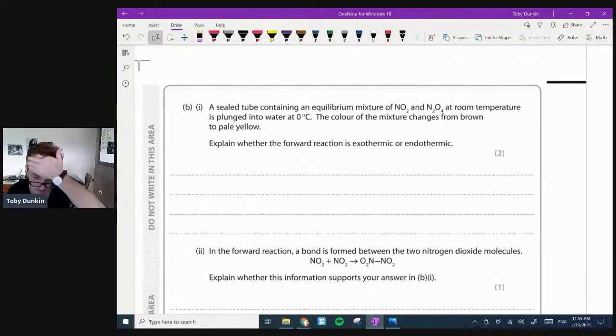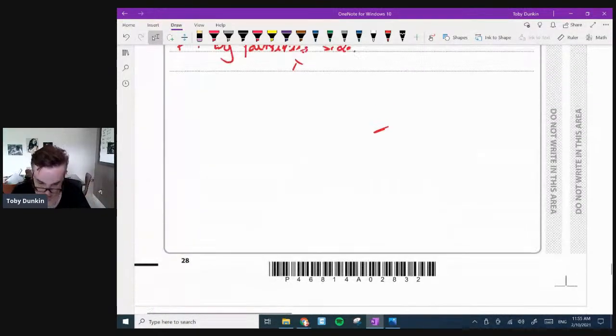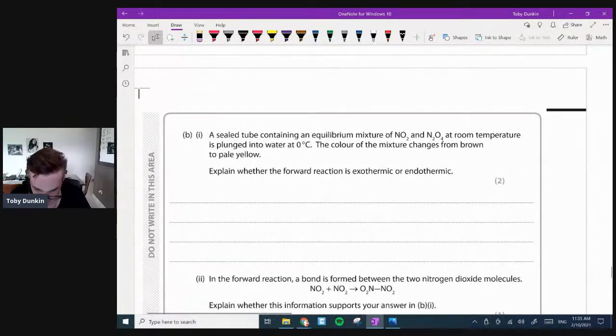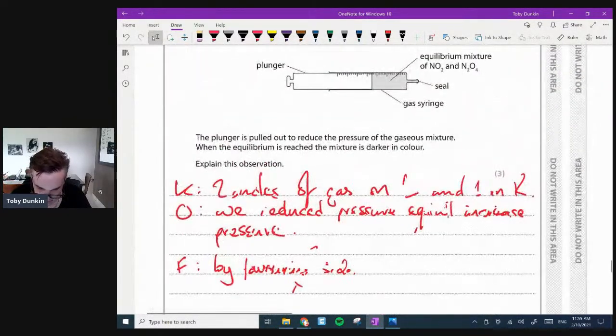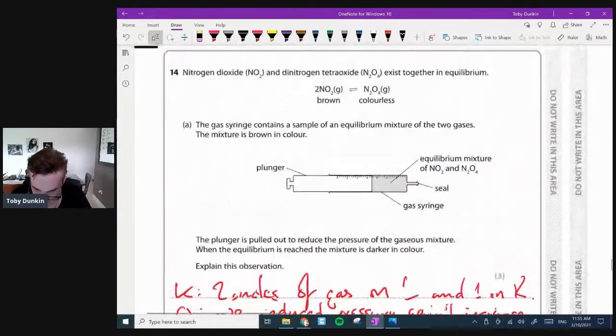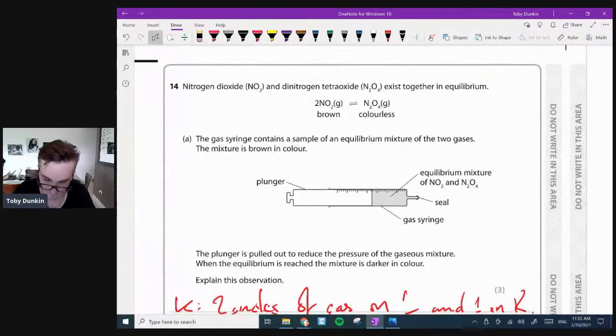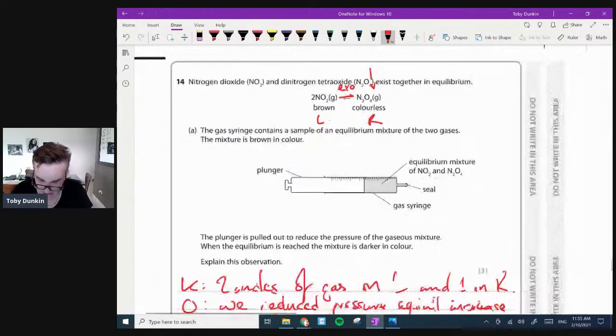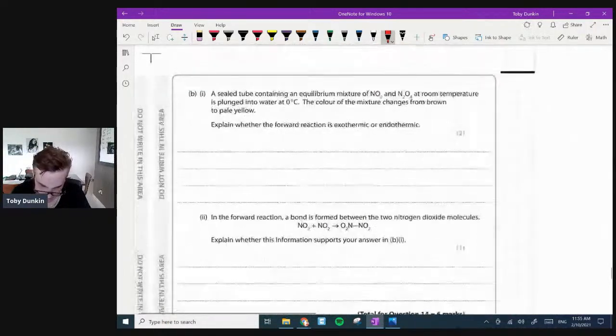The sealed tube containing an equilibrium mixture at room temperature is plunged into water at 0. The color of the mixture changes from brown to pale yellow. Explain whether the reaction is exothermic or endothermic in the forward direction. Right, so they've lowered the temperature, room temperature to 0. So it went pale yellow, so it favored the right. The equilibrium went that way, and we reduced the temperature, so it's trying to increase it. Forward reaction is exothermic.